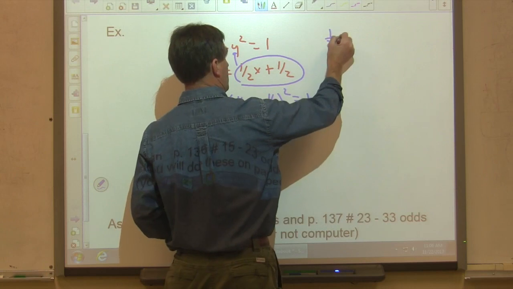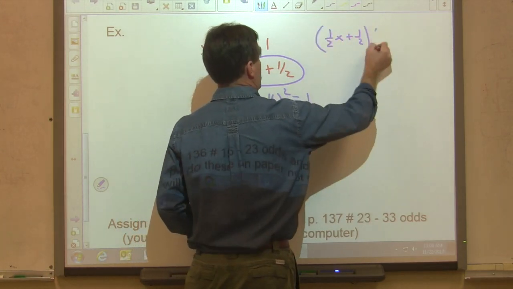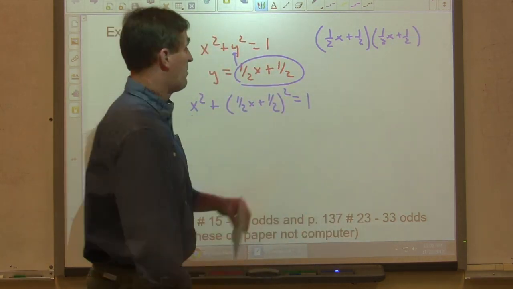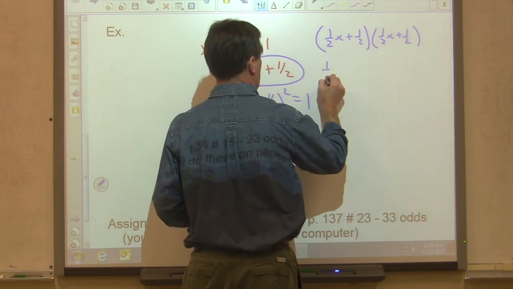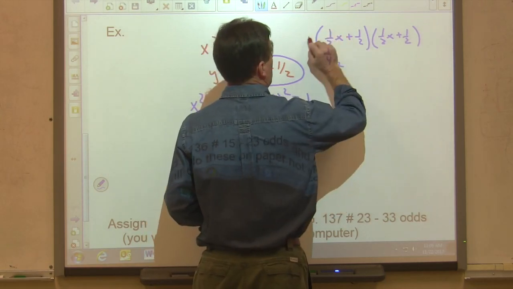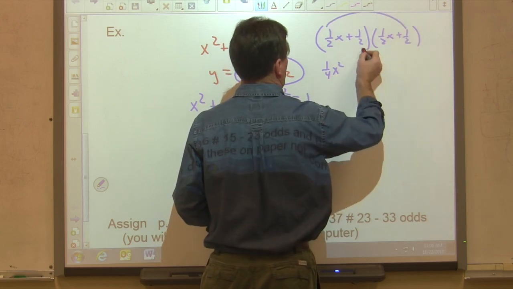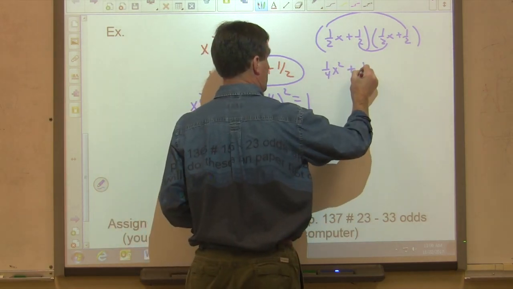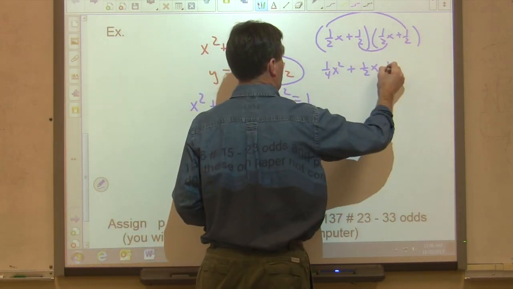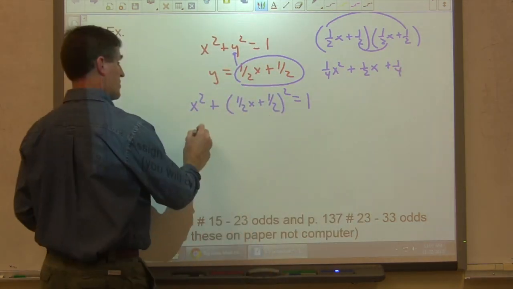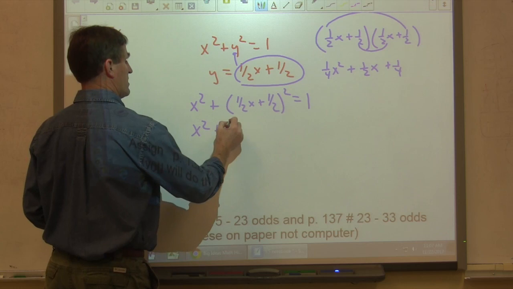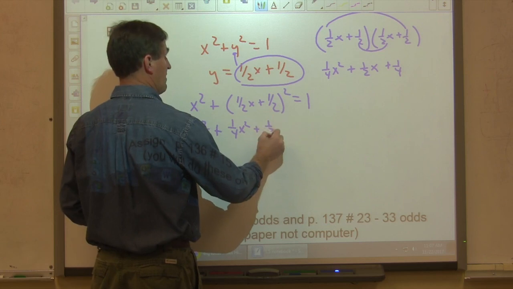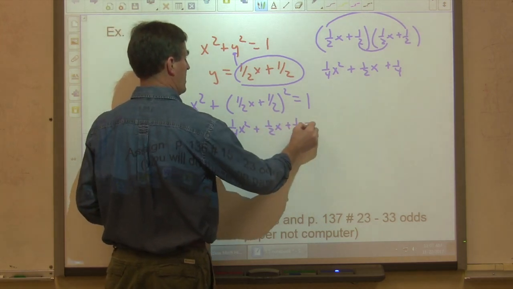So we have to go 1/2 x plus 1/2 times 1/2 x plus 1/2. So again, you can use decimals if you wanted. I prefer fractions. 1/2 times 1/2 is 1/4 x squared. And then we get a positive 1/4 x and a positive 1/4 x, and 1/4 plus 1/4 is 2/4, or 1/2. And then 1/2 times 1/2 is 1/4. So I get x squared plus 1/4 x squared plus 1/2 x plus 1/4 equals 1.